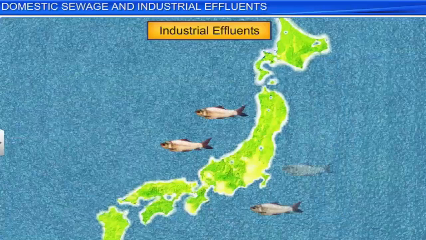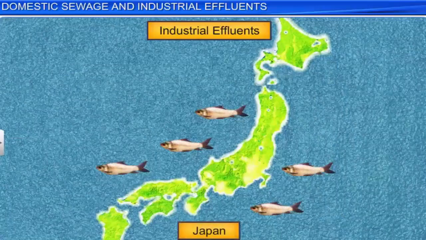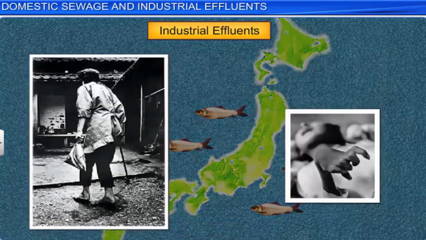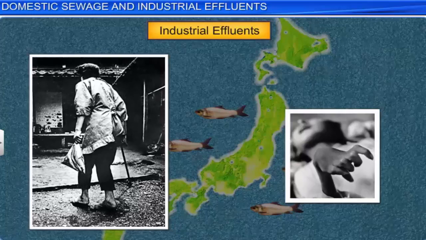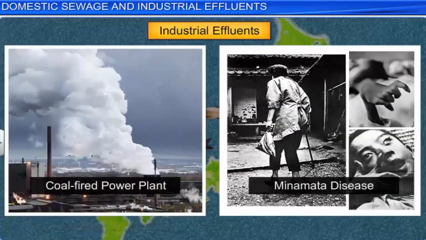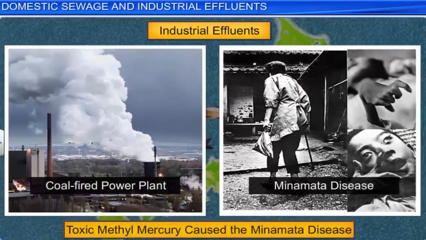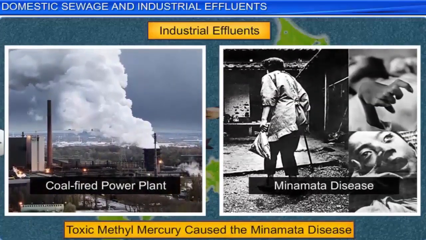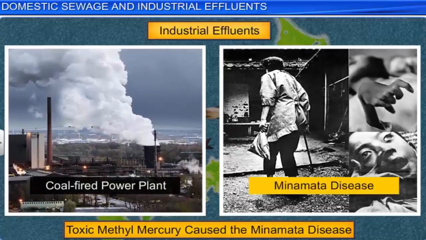An example of water toxicity and its effects can be seen in Japan. In the 1950s, several people fell ill and even died due to the consumption of mercury-contaminated fish. This toxic methyl mercury was released into the water by industries, which caused the Minamata disease that caused numbness of limbs, lips, blurring of vision, and mental disorders.